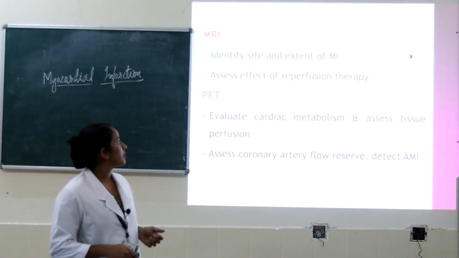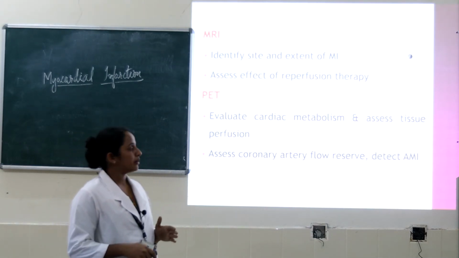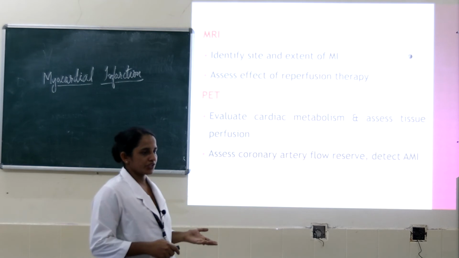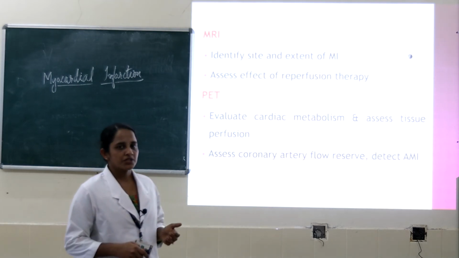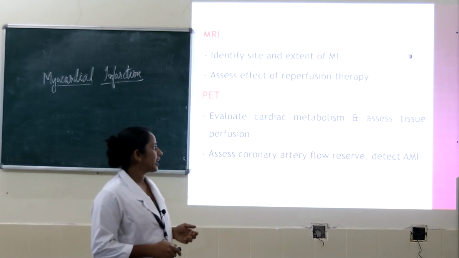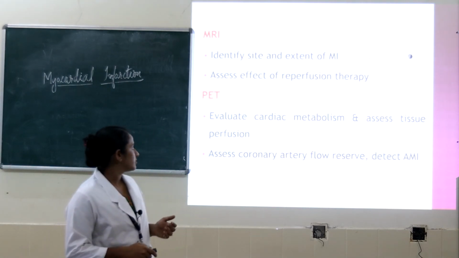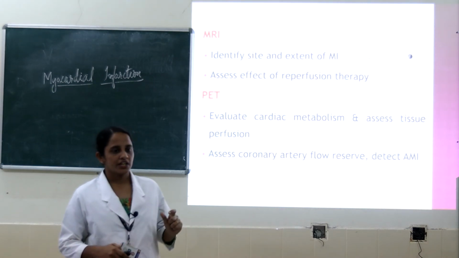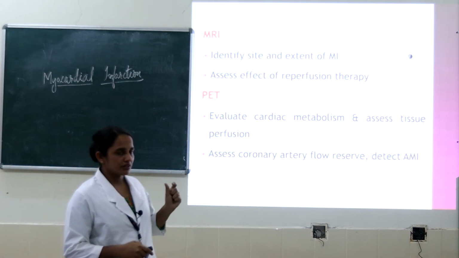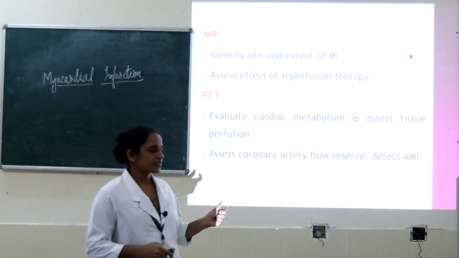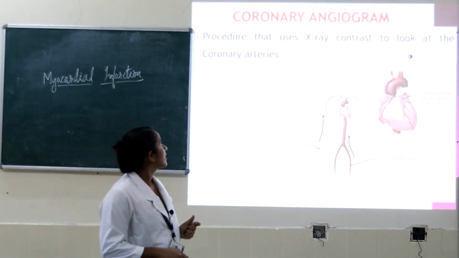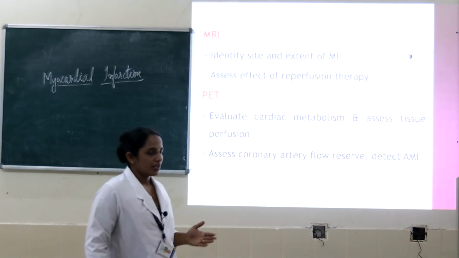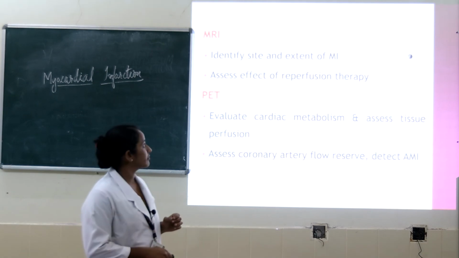Then magnetic resonance imaging, to identify the site and extent of MI. It is more commonly used to assess the effect of reperfusion therapy. Then the next one is positron emission tomography. It helps to evaluate cardiac metabolism and assess tissue perfusion through imaging, and it is a non-invasive procedure. So, we can accurately identify the tissue metabolism in the cardiac tissues, assess the coronary artery flow reserve, and detect acute myocardial injury. These are the radionuclide imaging studies for MI. Among these, most commonly we use echocardiography.